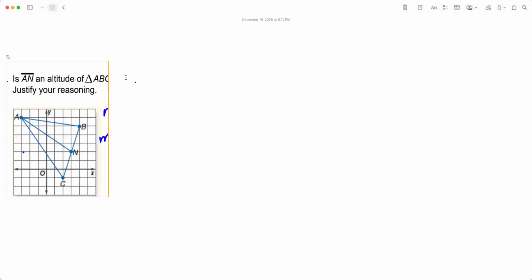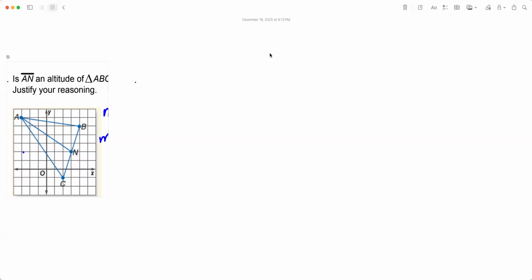Coming to this one. Do you see? Is AN the altitude of the triangle ABC? How to find that? I don't want you to sit and solve now. Just tell me what is the strategy. Is AN the altitude of ABC? Means how do you find this? What can you do to verify this? Would you just see if AN would be perpendicular to CB? Good. You'll find the slope of CB. You'll find the slope of AN. Because you have the two points, it's easy to find out the slope. So if they are negative reciprocals, it's the altitude. Make sense?